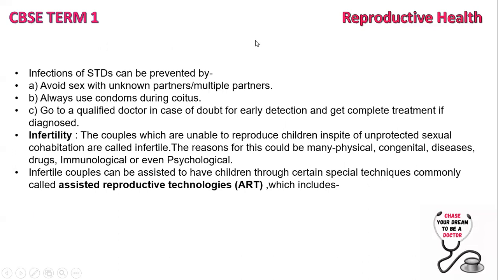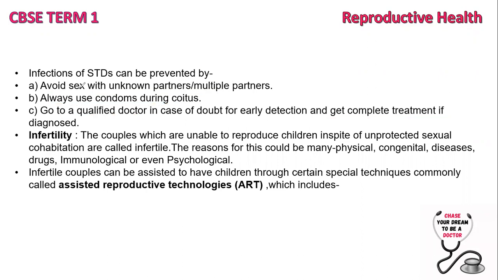What are the methods to control these STDs? Avoid sex with an unknown partner or multiple partners. Always use condoms during coitus. Go to a qualified doctor in case of any doubt for early detection, and get complete treatment if diagnosed.